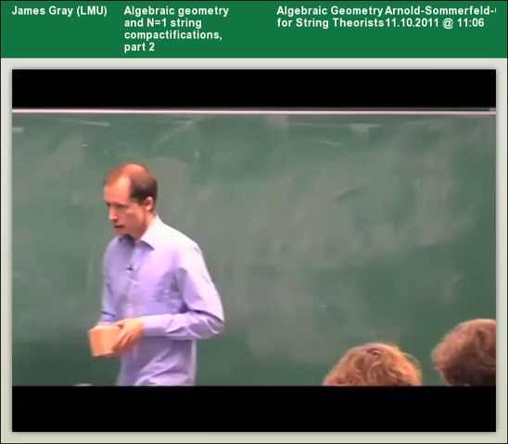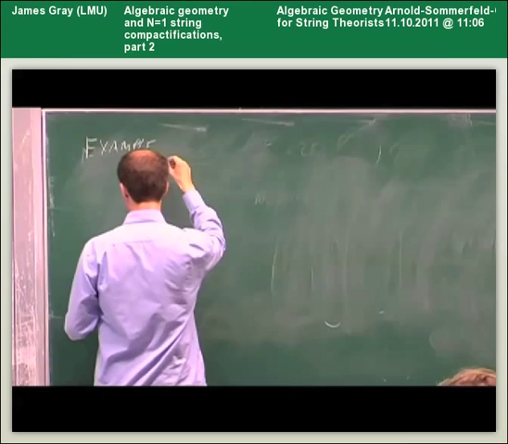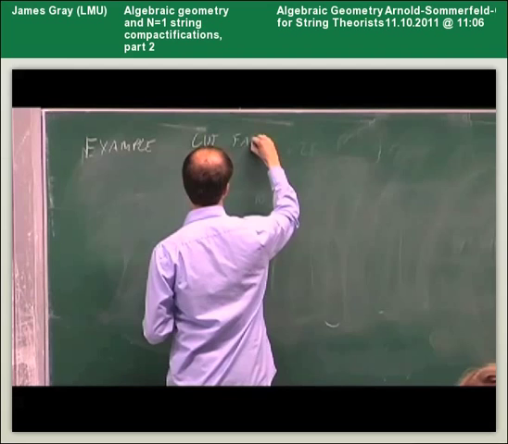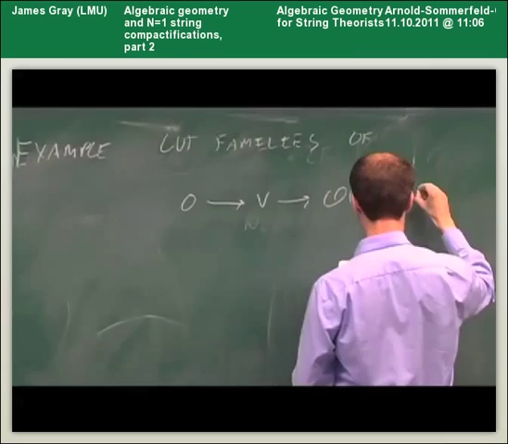So let's do an example, and let's do the example we had earlier. A final example, we're going to work out the number of GUT families of the following. 0 goes to V, this is the bundle we had before, our SU(4) bundle, goes to 0. And all of this is on the Calabi-Yau.